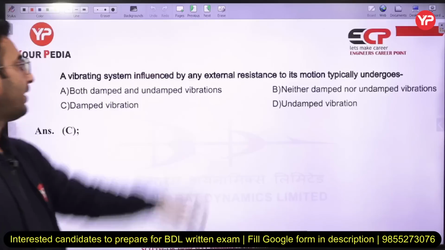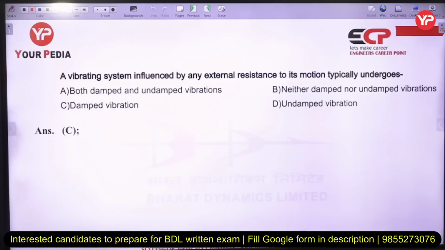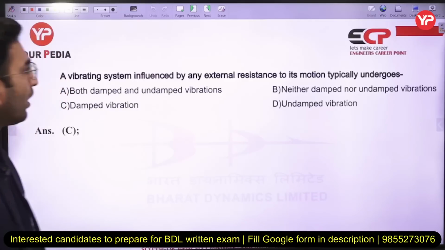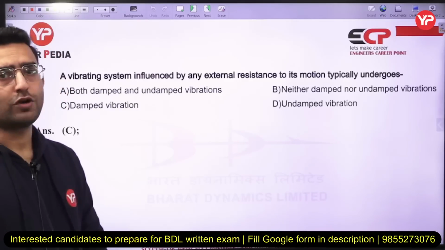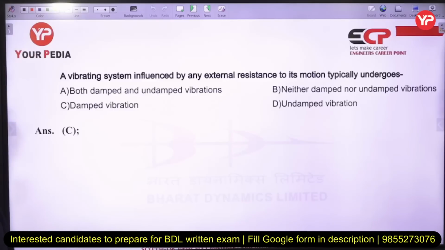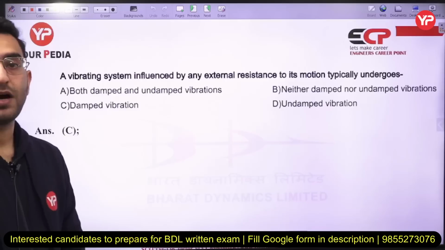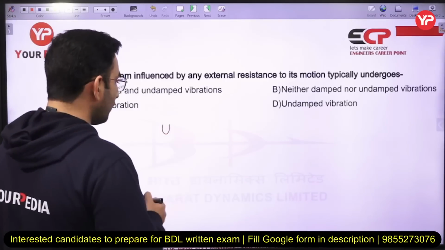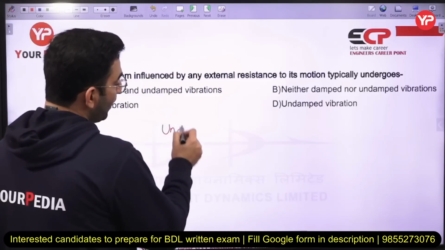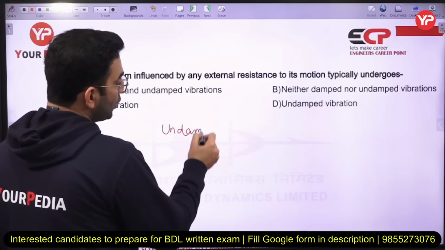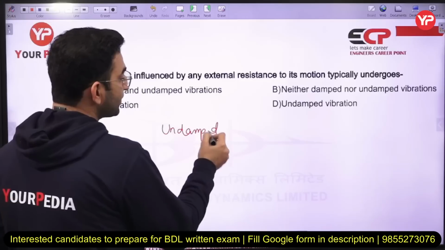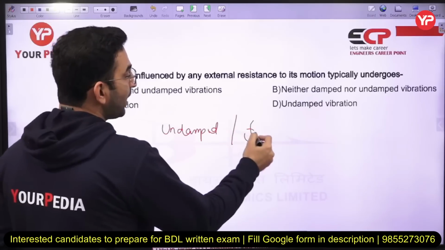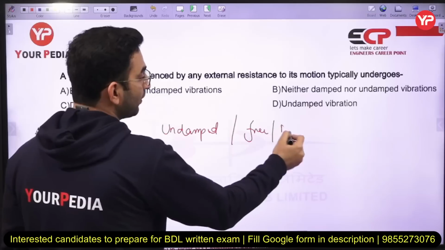Next part: a vibrating system influenced by any external resistance to its motion typically undergoes. This question is related to the theory of machines. Whenever we are covering the vibration part, we consider two types of problems here. We deal with free vibrations or we deal with the damped system. An undamped system can be studied under the free vibration part, which is also known as natural vibrations here.